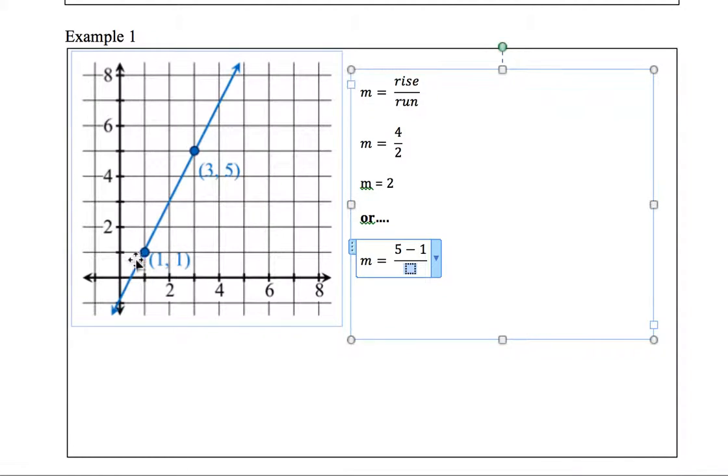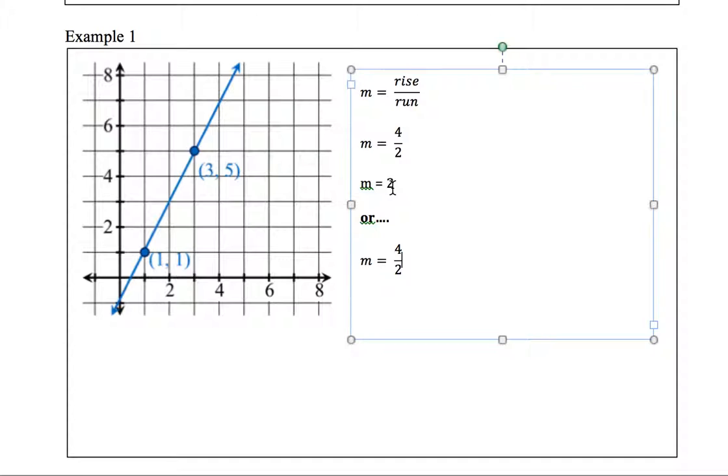In terms of the run, I started at a horizontal x equals 1, and I went over to x equals 3. So I can figure out the run by taking the second x coordinate, 3, and subtracting 1. So here, the slope is 5 minus 1 over 3 minus 1. 5 minus 1 is 4. So that simplifies to 4. And 3 minus 1 is 2. You'll see we got the same answer. So you can count boxes or you can use coordinates.